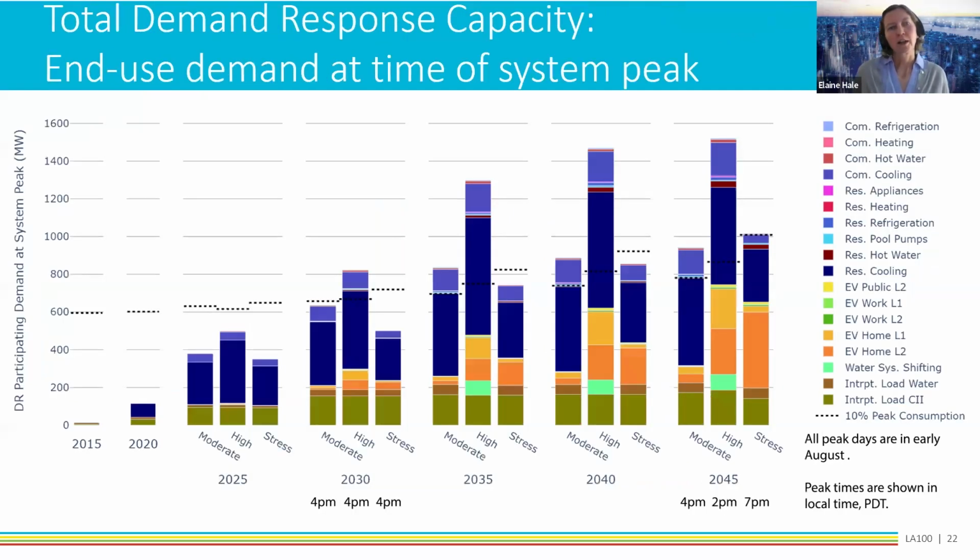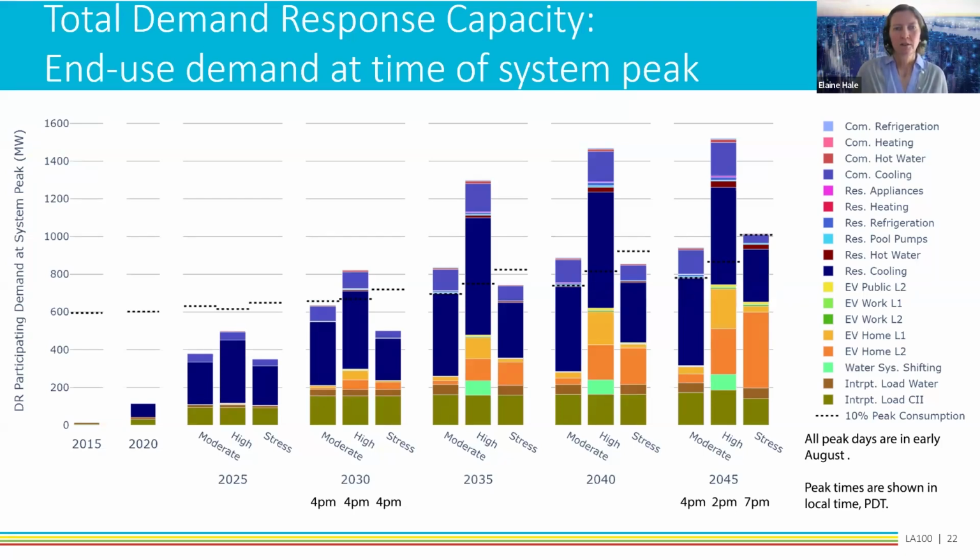These kinds of data also let us create estimates of demand response capability. So this was our estimate of demand response capability at the time of system peak. And we can see that these load reductions are mostly available from large commercial and industrial customers, building cooling loads, and then in later years, for the high electrification projections, we could also see contributions from electric vehicle charging.